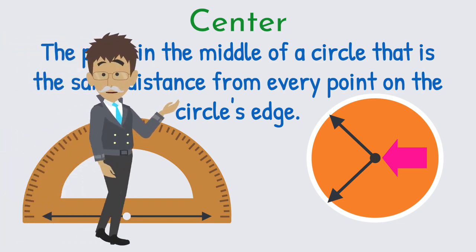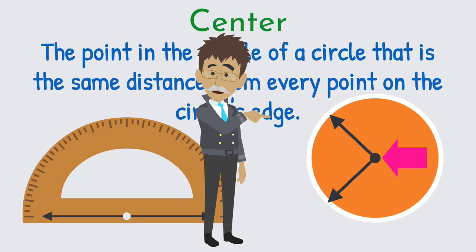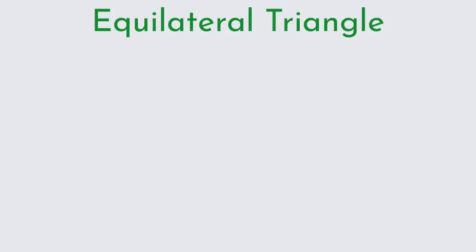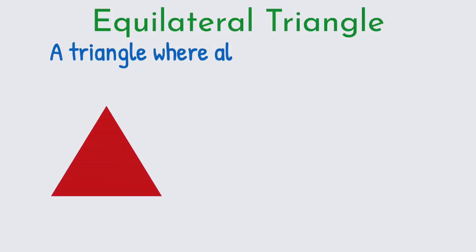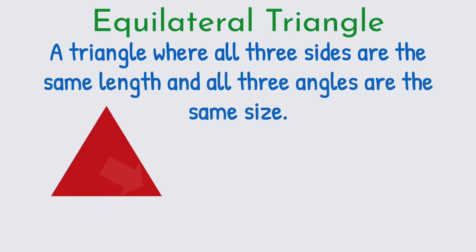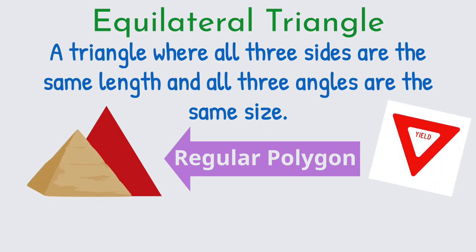Triangles are one of the most common shapes in the world around us, and angles are exactly what makes each type of triangle unique. Let's meet the three types. Equilateral triangle. A triangle where all three sides are the same length and all three angles are the same size. Because everything about it is equal, an equilateral triangle is a regular polygon. The triangular faces of the Egyptian pyramids and the shape of a yield sign are great examples.